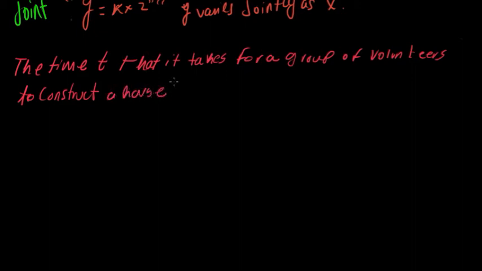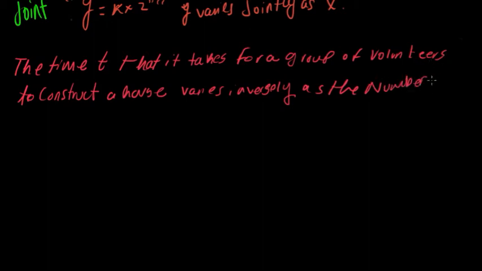To construct a house, it varies inversely. It varies inversely as the number of volunteers, which we'll call V.